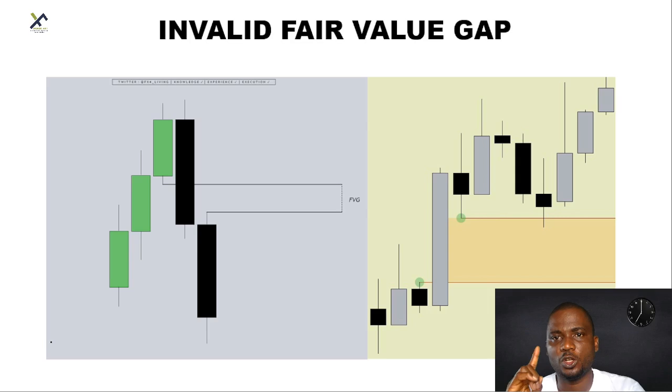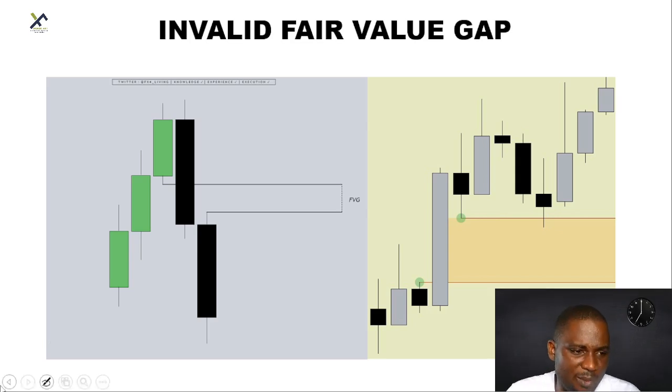fair value gap. The number 1 criterion that will help you identify a valid fair value gap is that the 3 candles that form the fair value gap must be the same color. If it is a bullish fair value gap, the 3 candles should be bullish. And if it is a bearish fair value gap, the 3 candles must be bearish.